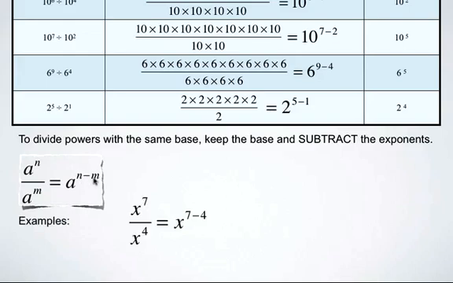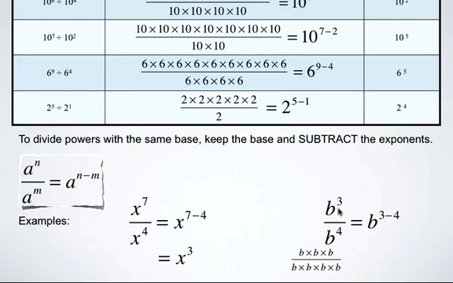Here are some examples. X to the exponent 7 divided by x to the exponent 4 is equal to x to the exponent 7 minus 4. Here's x to the 7 divided by x to the 4, and we're left with x to the 3. B to the exponent 3 divided by b to the exponent 4 is equal to b to the exponent 3 minus 4, which results in b to the negative 1.